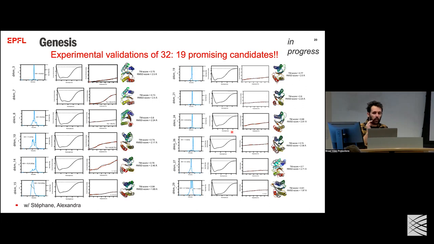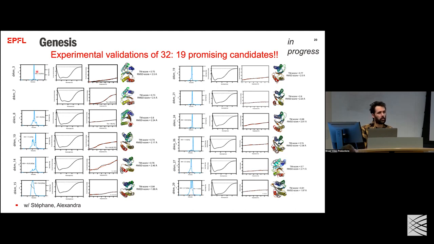And at least one level of validation is what you see here. Again, this slide is probably very horrible for those of you that are not used to looking at experimental data, but I'll guide you through that. Essentially, we took the sequences, expressed them in bacteria, purified them, and checked: are they folded? First of all, are they monomers in solution? That's the first type of data that you see here. Many of them are well-behaved proteins in solution.